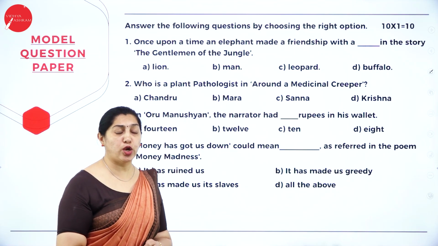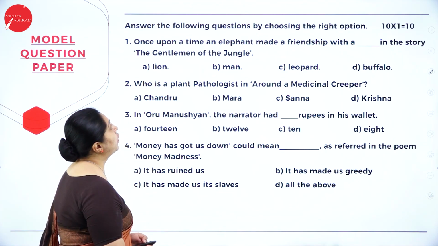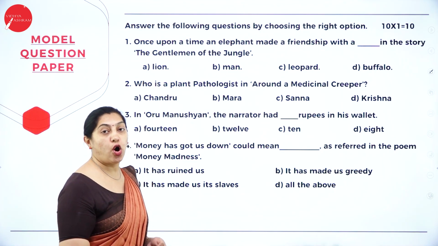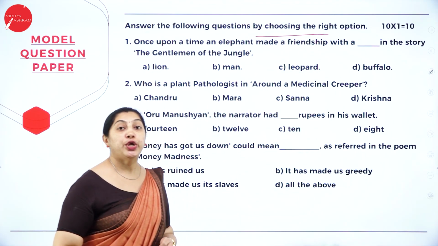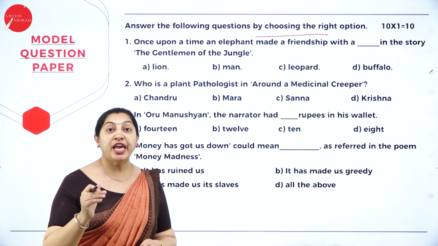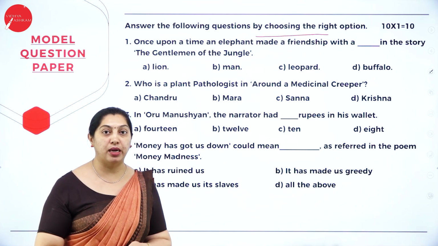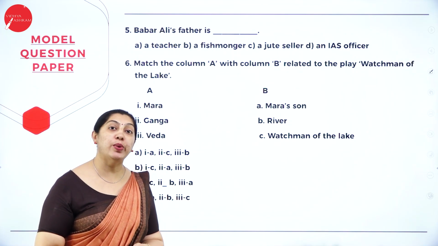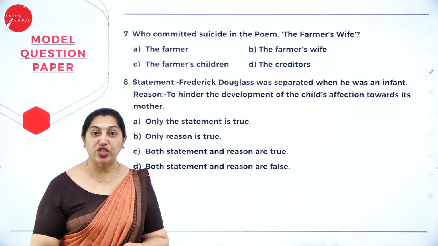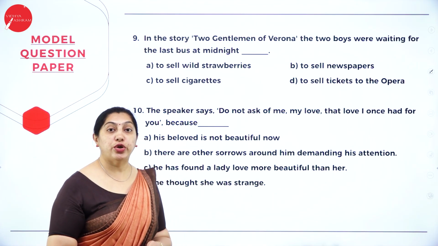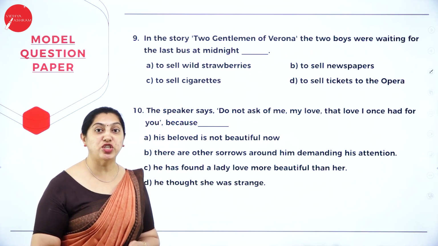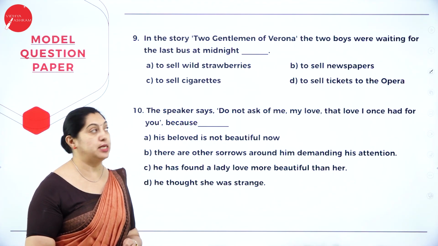So the first main in the question paper: answer the following questions by choosing the right option. So it is the MCQ questions where you have 10 questions. Each question carries 1 mark. So make sure that you will study all the 13 chapters because we cannot predict any 1 mark question. So you should be thorough with all the 13 chapters for the 1 mark question answers.